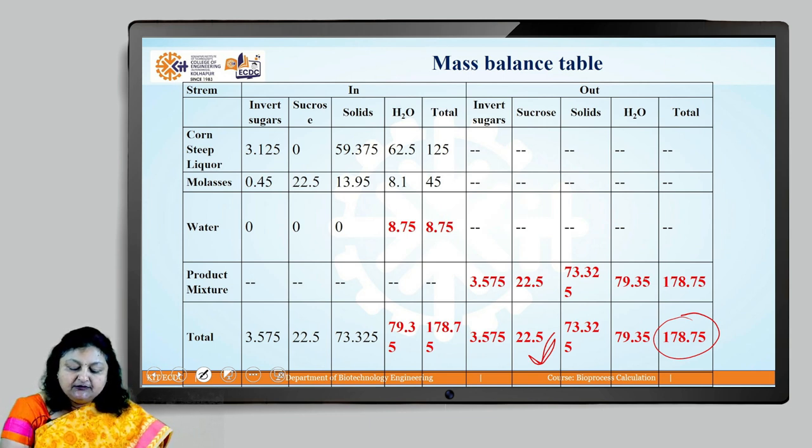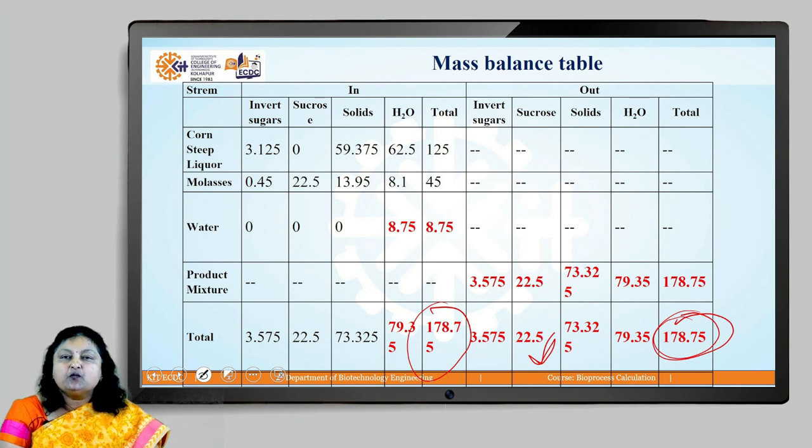All the unknown input and output quantities are calculated here. Now if we observe the mass balance table, the total of the in table and the total of the out table are the same. That means input is equal to output, mass in is equal to mass out, and whatever calculations we have done are correct.